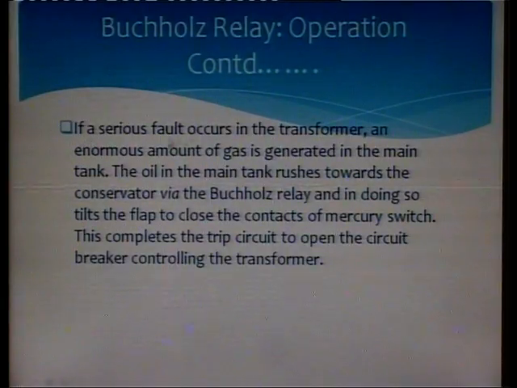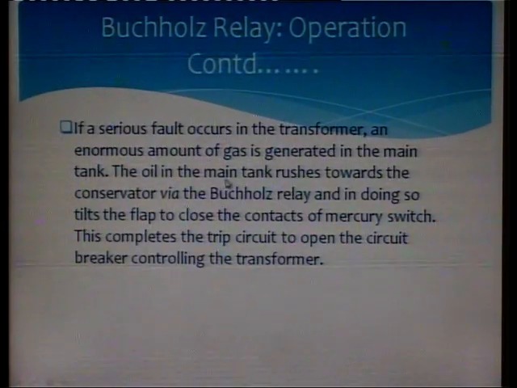But if a serious fault occurs in the transformer, so the second situation is when some serious fault comes in the transformer, an enormous amount of gas is generated in the main tank. Because the level of fault is serious, more heating will be produced in the tank. So due to that enormous heat, more of the oil gets evaporated. So it will turn into gas.